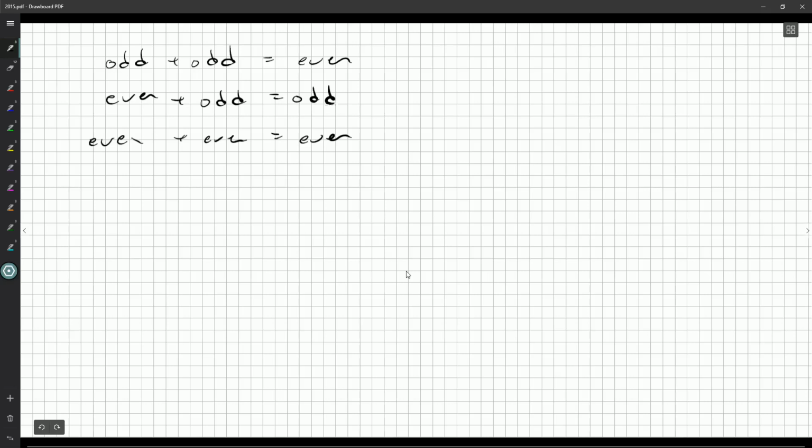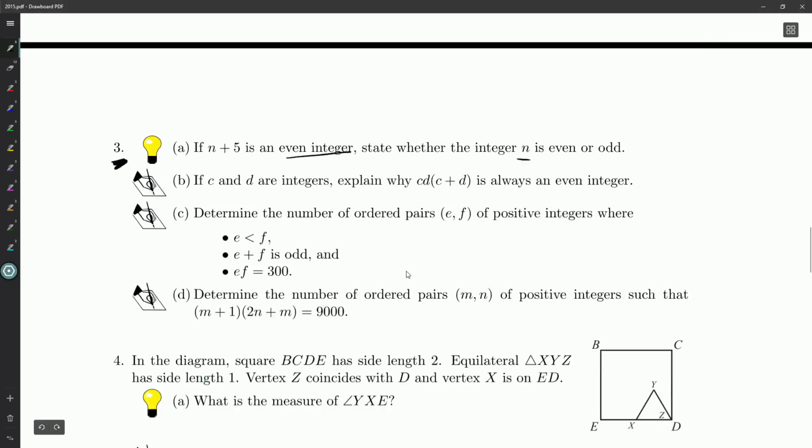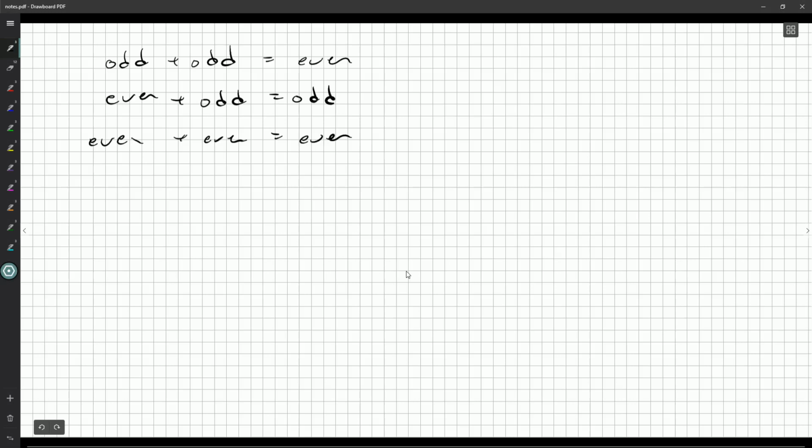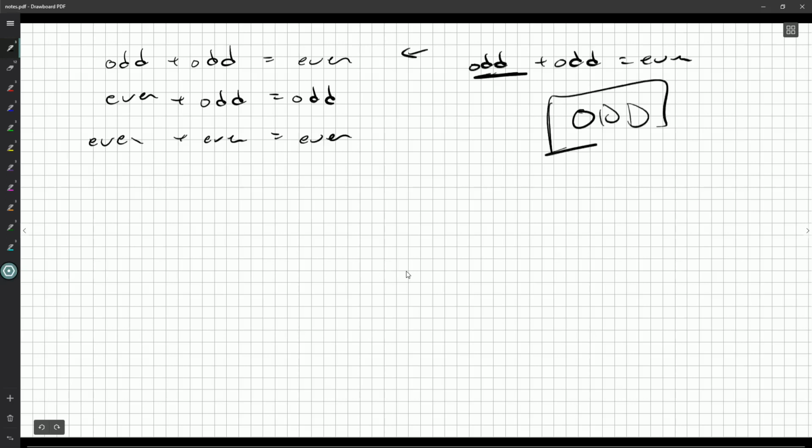Now, what have we got? What situation have we got? n plus 5 is even and 5 is odd. So the only thing plus an odd that's equal to an even means it will have to be an odd. So all we need to do is state our answer. So odd. Odd would be what we would have filled in the box in the booklet.